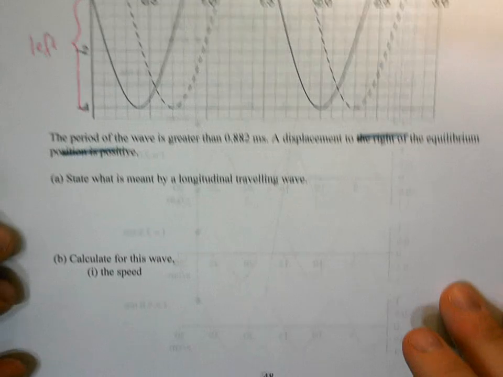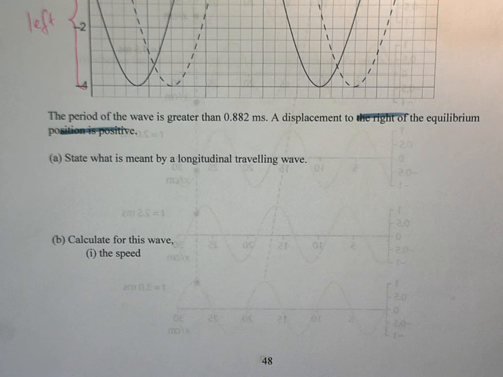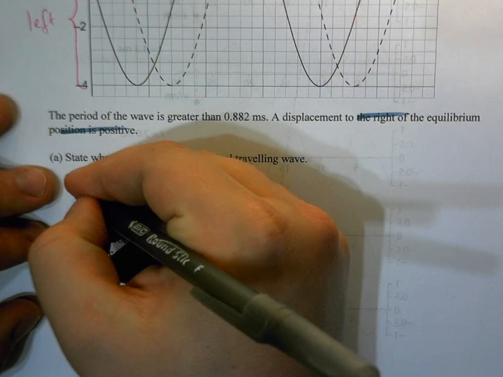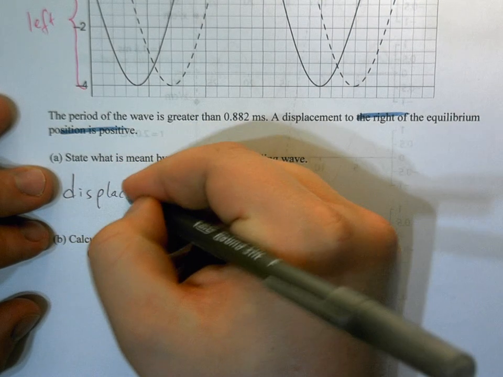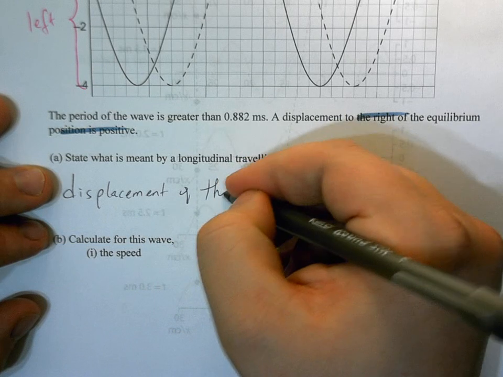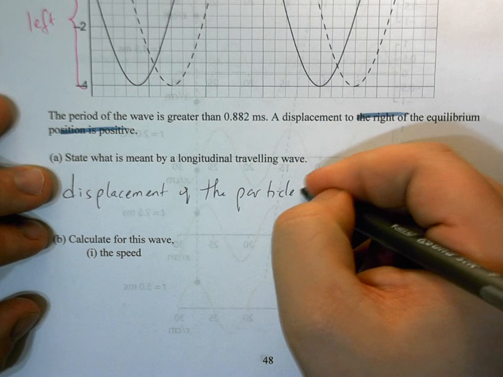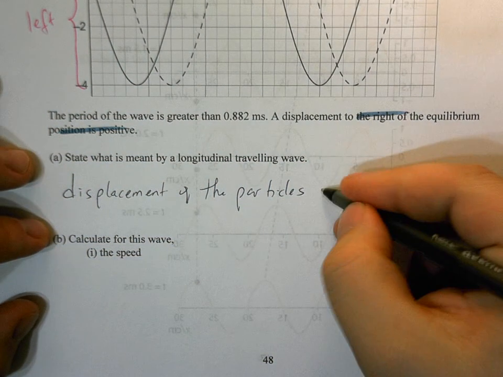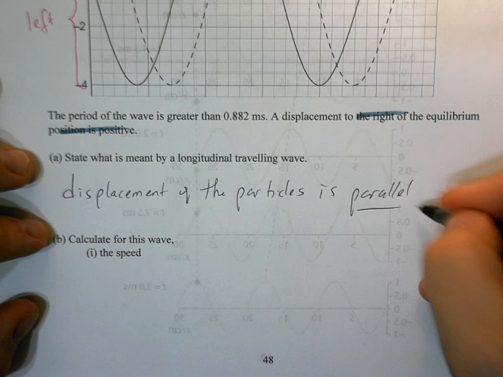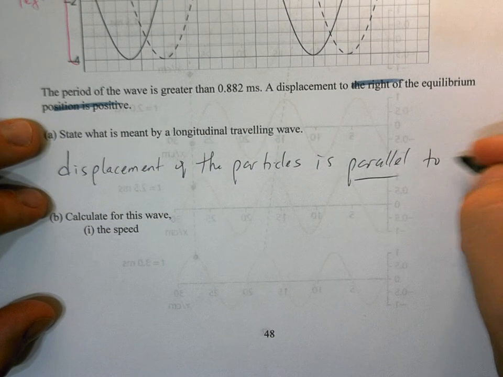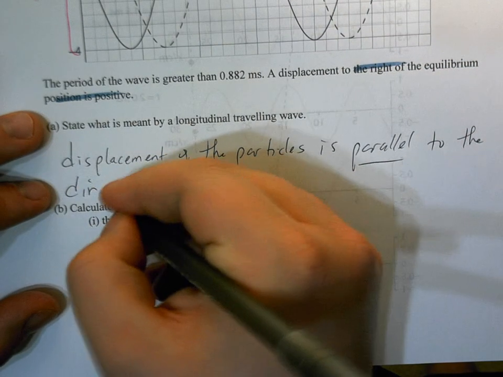The first question on this exam is: state what is meant by a longitudinal traveling wave. They just want to see if you know what a longitudinal wave is versus a transverse wave. There are different ways to phrase it. You don't have to phrase it exactly as written here, as long as you get the main idea. We could say something along the lines of the displacement of the particles, or the medium, whatever you want, is parallel, and parallel is the key word, to the direction of energy transfer.